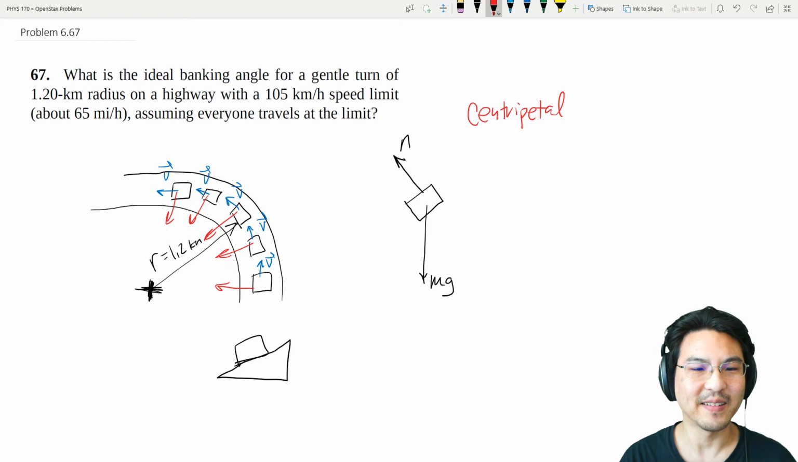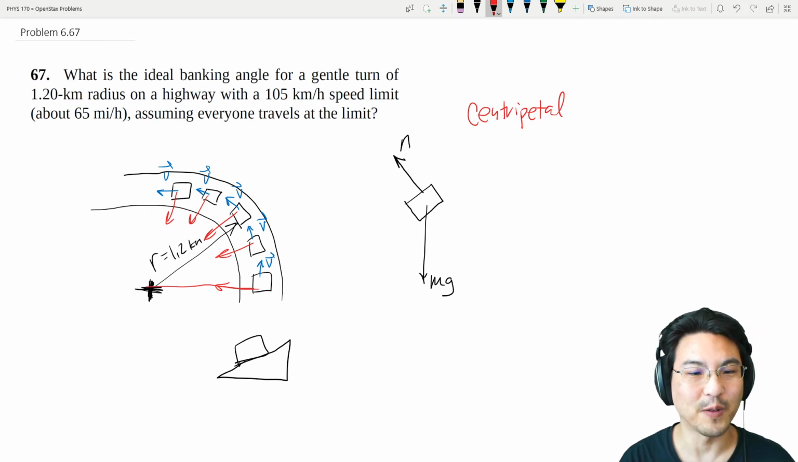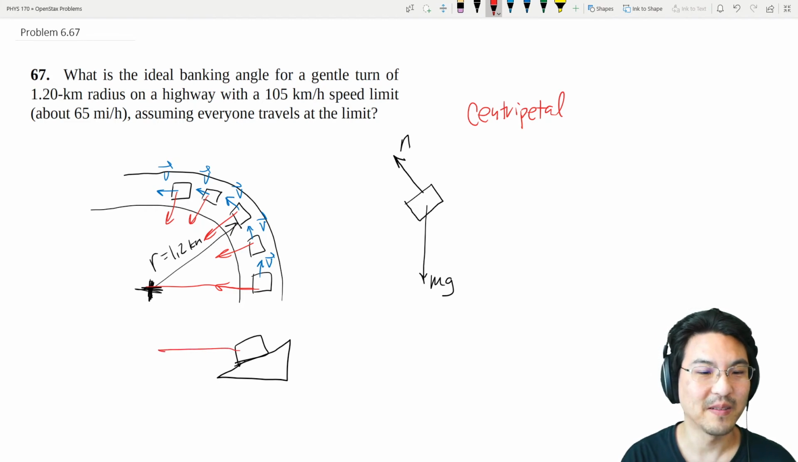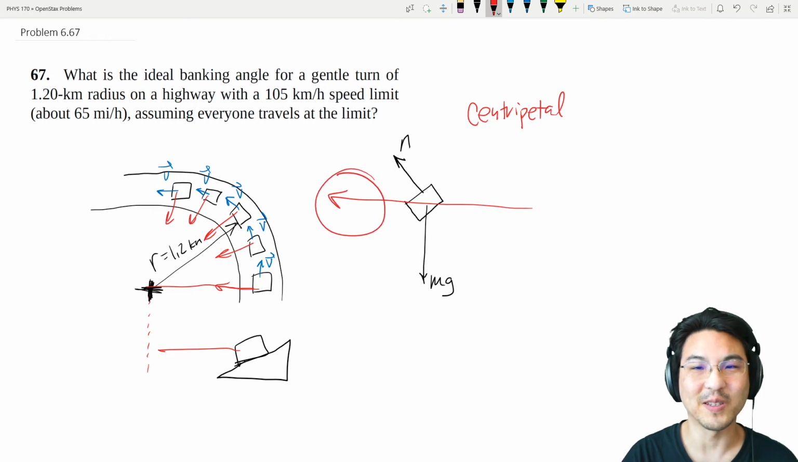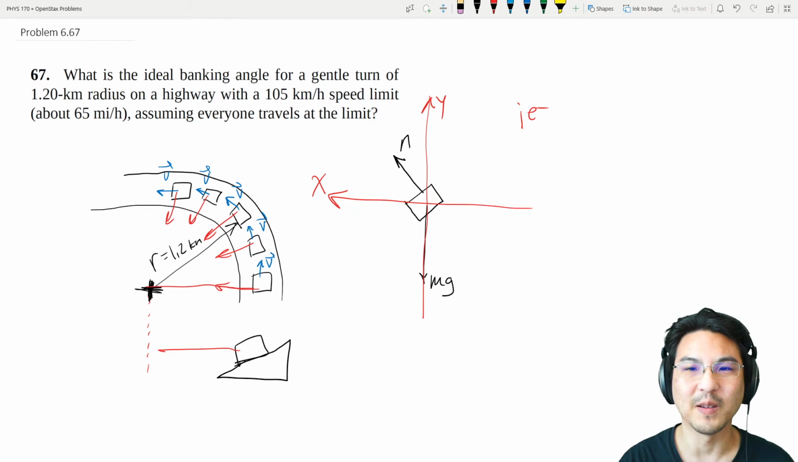Which way is that? Look at this picture right here. Toward the center of the circle is this way from the top view. What about this front view? This way, right? Because the center of the circle is like this. So centripetal is this way. That's toward the center of the circle. So I'll make that one of my coordinate axes. Then I'll make another axis. And here's our free body diagram with our coordinates.